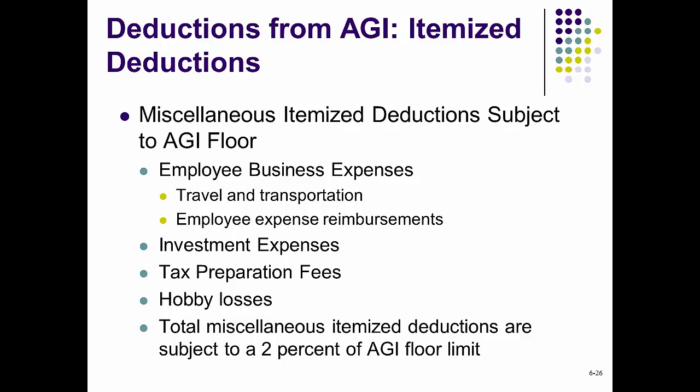Tax preparation fees. Expenses incurred to determine the tax obligation from various taxing authorities, federal, state, municipal, or foreign, are deductible if the amount of tax preparation fees exceeds 2% of AGI. Please reference example 6-29 on page 6-29.